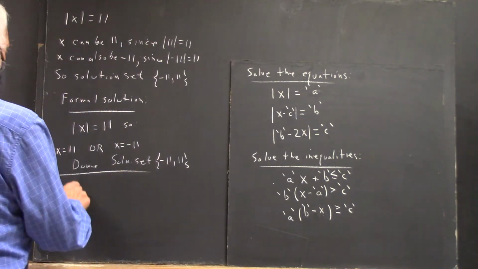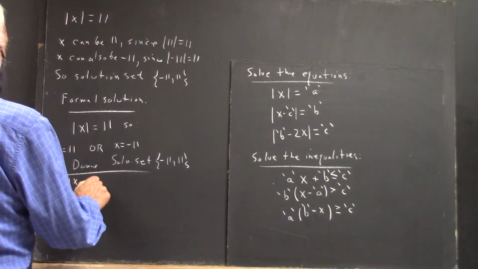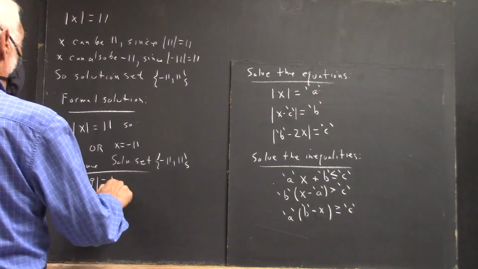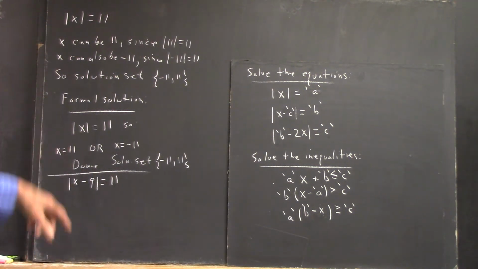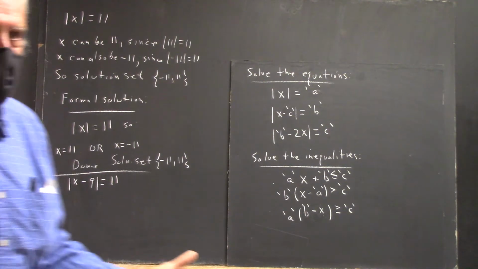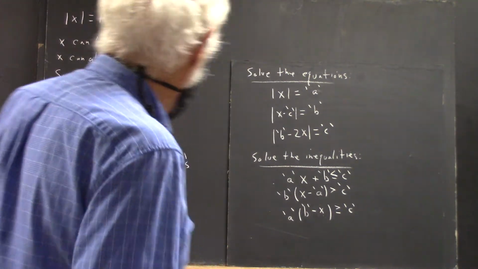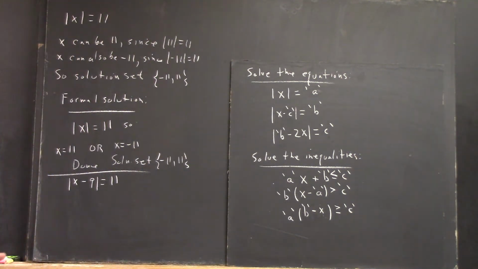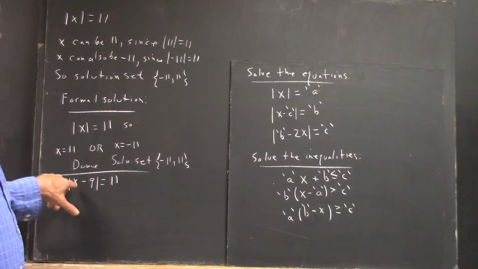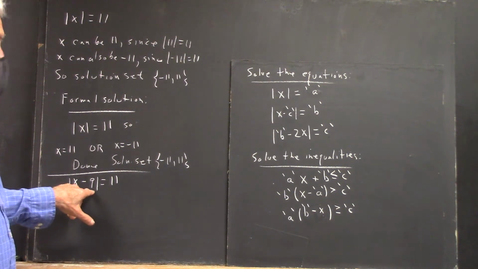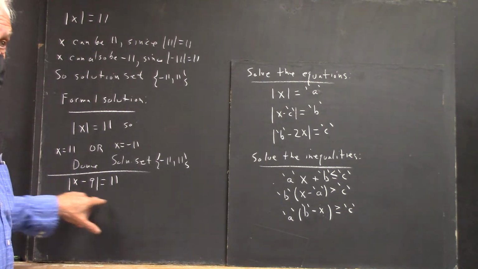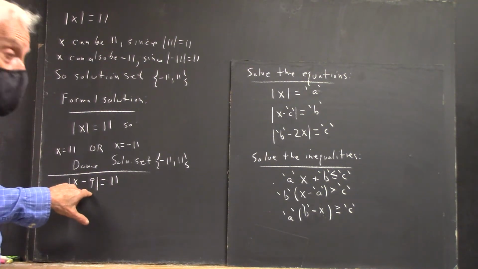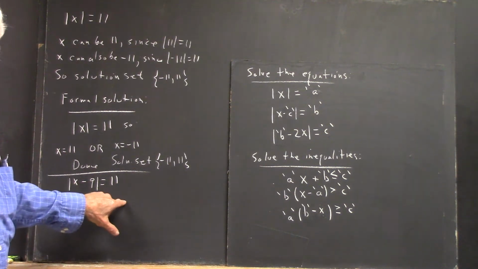Now, let's take absolute value of x minus, say, 9 equals 11. For some reason I like 11, it's easy to write. Okay? What do you do here? Well, logically, any value of x that makes x minus 9 equal 11 is going to solve the equation, right? But any value of x that makes this negative 11 is also going to be a solution, right?